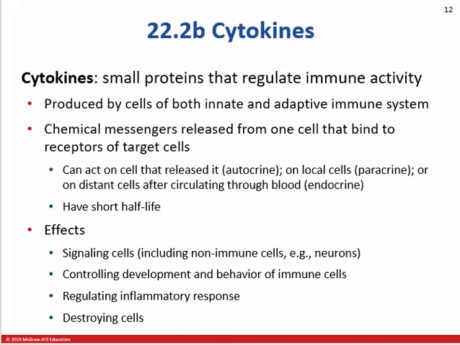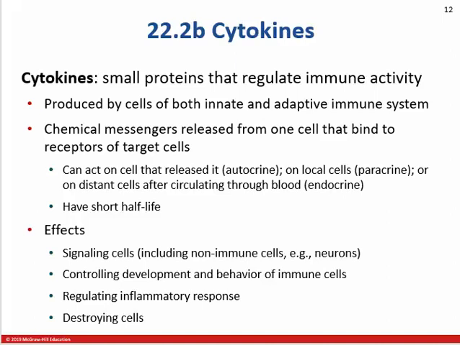Another thing that we need to know about are things called cytokines, and these are small proteins that regulate the immune activity. They're chemical messengers that go from one cell and bind to receptors of a target cell. They can act on themselves, so the cell will release these messengers to work right on the cell itself. That would be called autocrine. If they just work on the cells surrounding them, they're paracrine. If they're distant, they're called endocrine hormones.